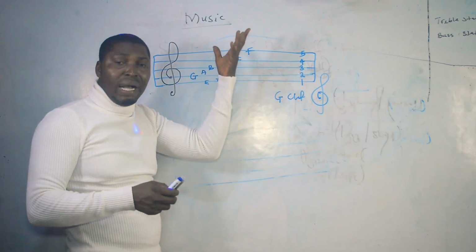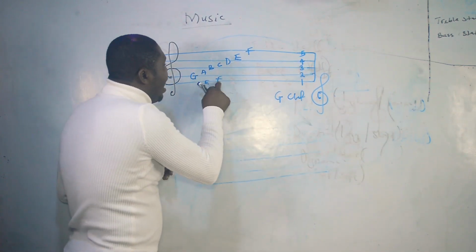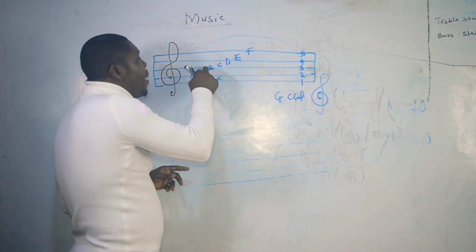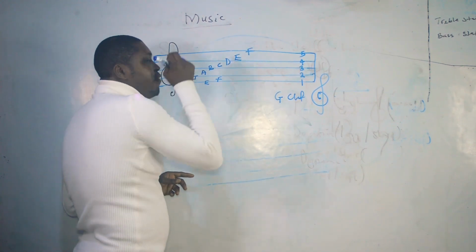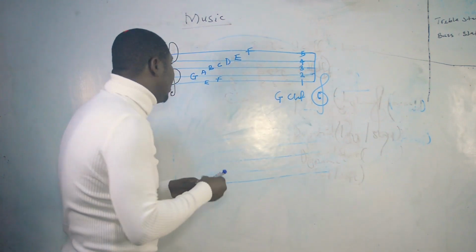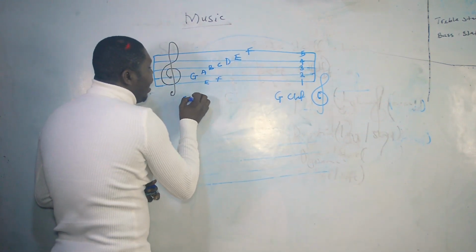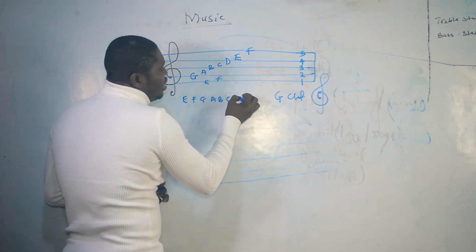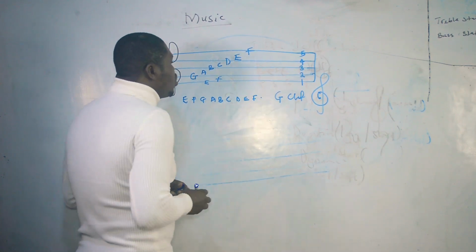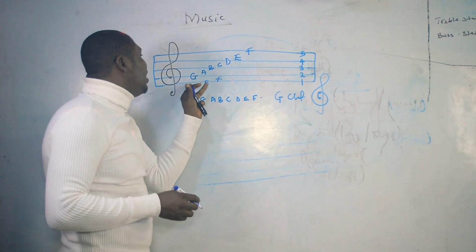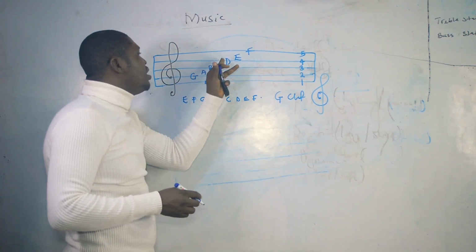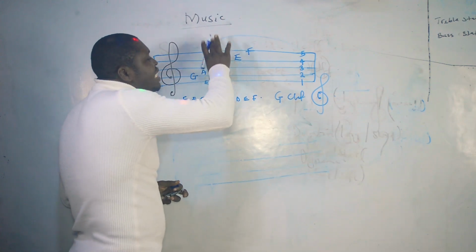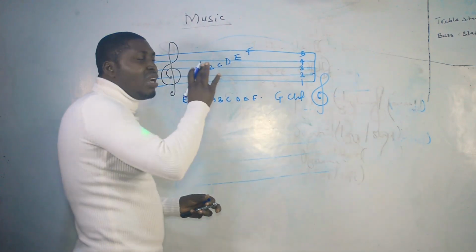Once you get to G, you go back to A. So you have E, F, G, then you go back to A, B, C, D, E, F. We've run our alphabet. So we have E, F, G, A, B, C, D, E, F. What we have here is line, space, line, space. Automatically, we've been able to name our treble staff.